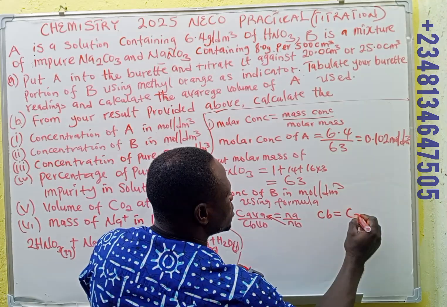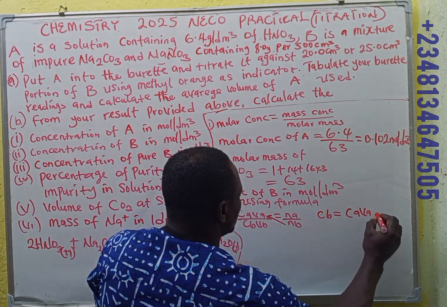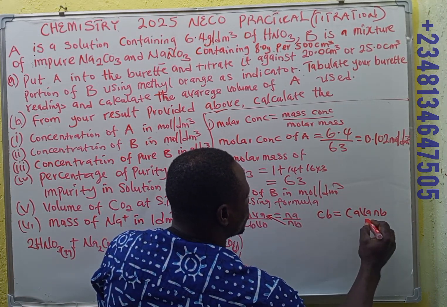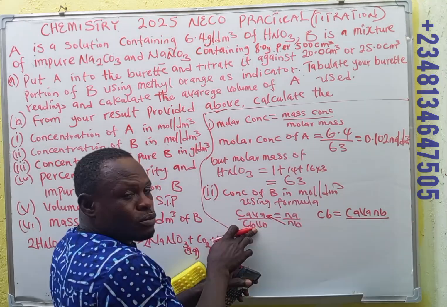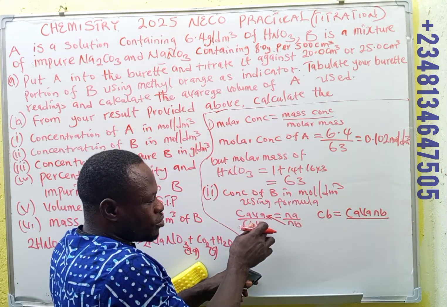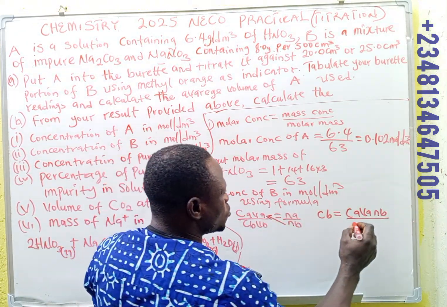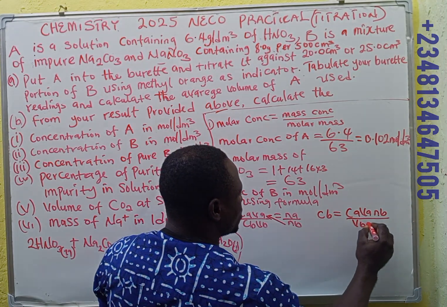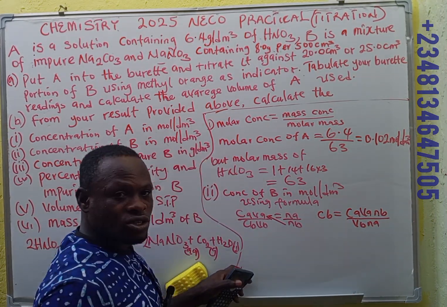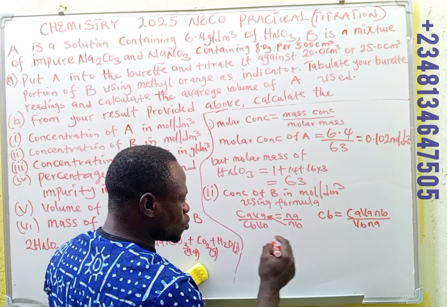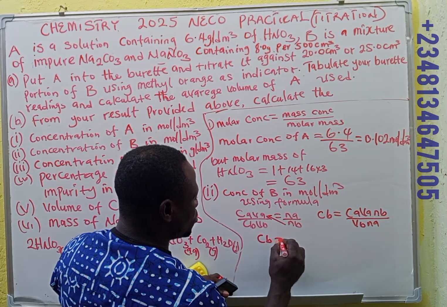So we now have CAVA over NB. Since you have removed this one, what is now left is VB and NA. So we have VB NA. Is that understood? So the next thing we are going to do is that CB is equal to what?